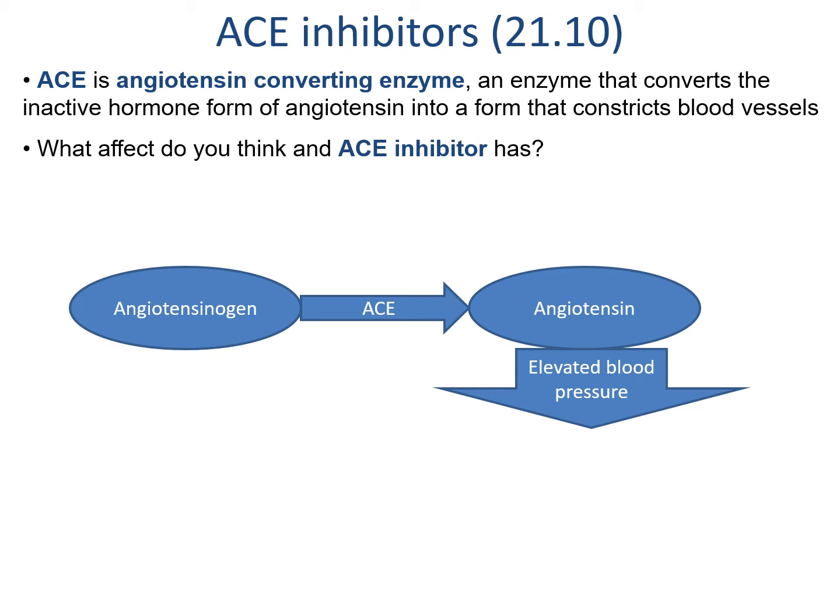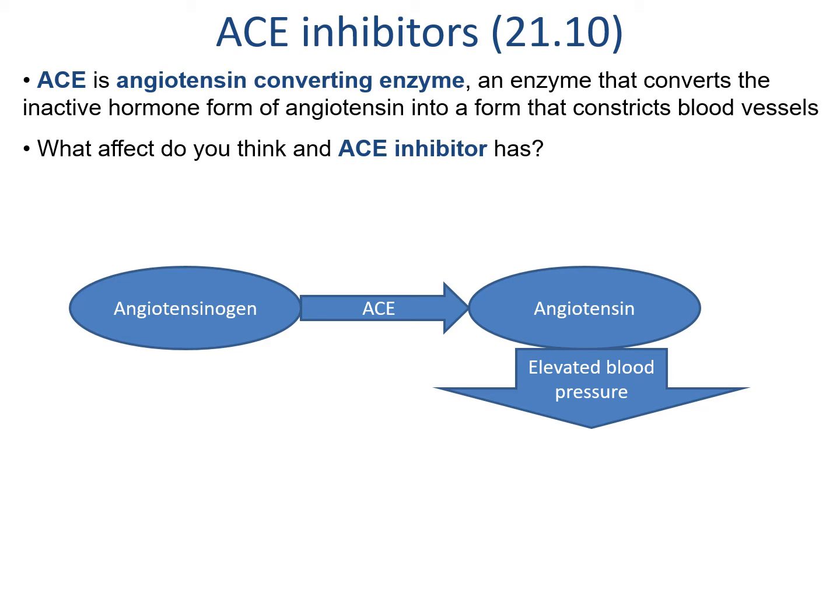We've now talked about artificial ways that we inhibit enzyme activity and also natural ways that we regulate enzyme activity. In the next few slides, we'll talk about examples where we will inhibit enzyme activity with drugs, and we'll talk about specific drugs and how they work. The first example we're going to talk about is an ACE inhibitor.